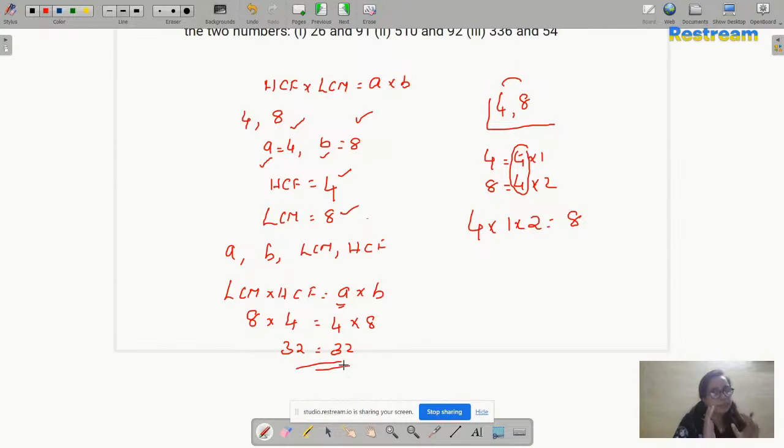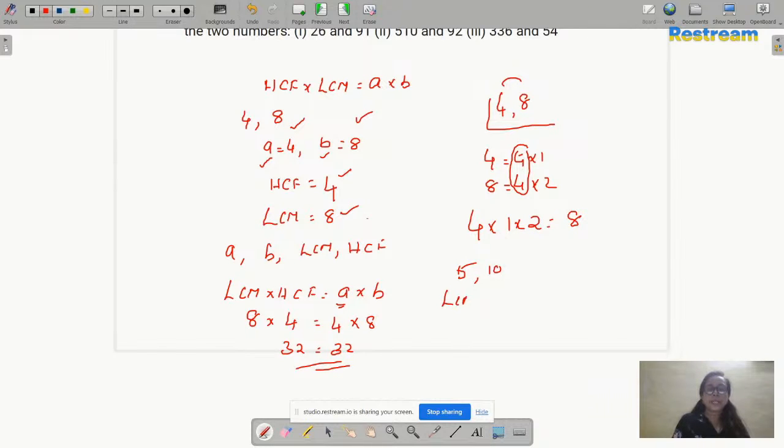This relationship will be there. That is, HCF into LCM is equal to the product of two numbers. Clear? This relationship will always be there. You can take any number, for example, 5 and 10. That is, the first number is 5 and the second number is 10.